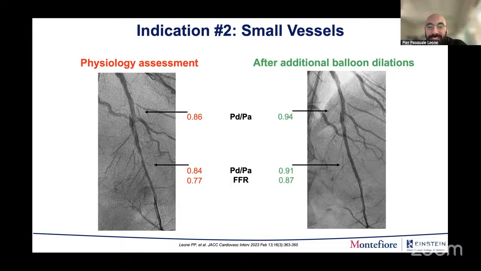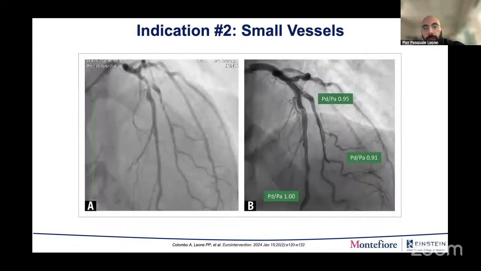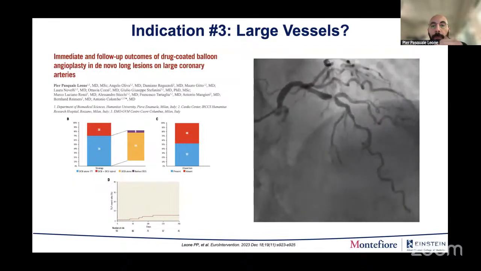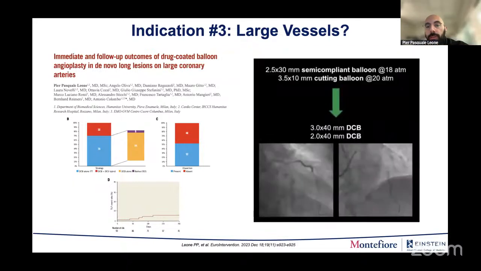Yes. This is the example for the dilation: the PDPA increased, and you can really appreciate a very promising result. It's a further way to interrogate the lesion and be sure of what we're doing. This is another example with a linear dissection of the ostium of the diagonal. PDPA was 0.91, very distal. We decided to leave it. And then we get to the large vessel situation. That's indication number 3.